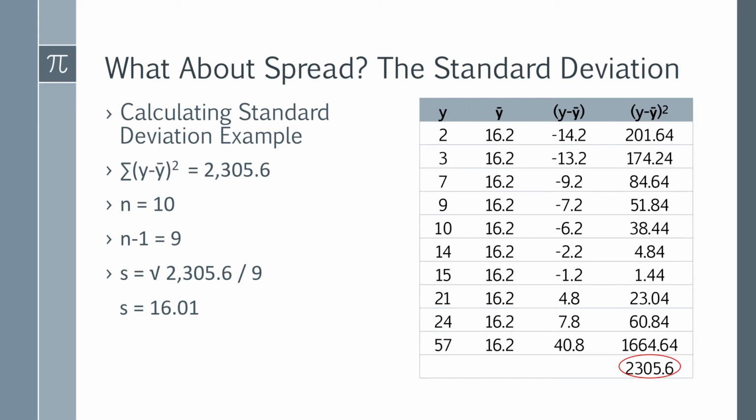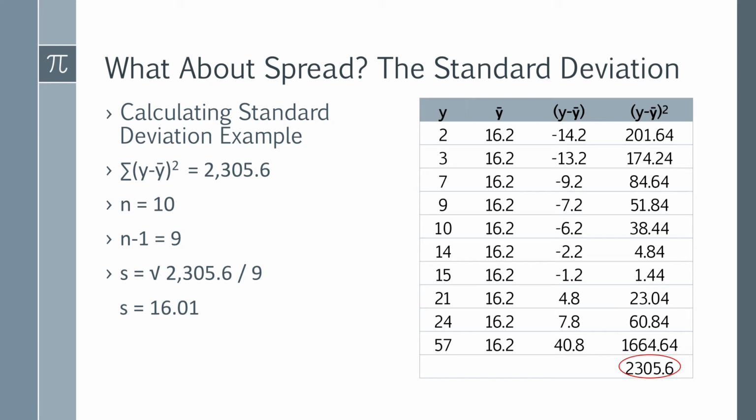So let's walk through an example of how to calculate a standard deviation. I broke this into a table of columns so it's easy to follow. The column to the left has all of our individual data points. Those should look familiar because that was the same data set that we used when we were looking at the median and calculating our box plot. In the second column is our mean, our y bar, and it's 16.2, so we have 16.2 in all of those cells.